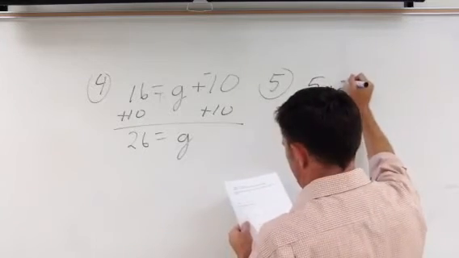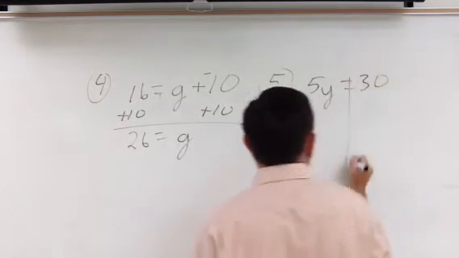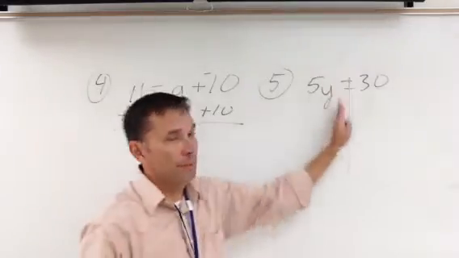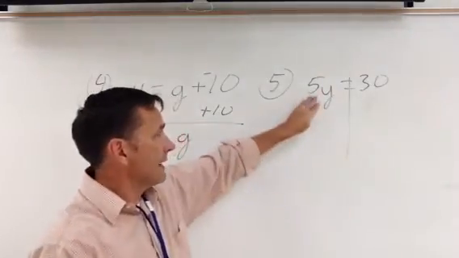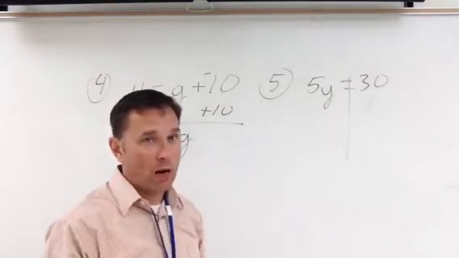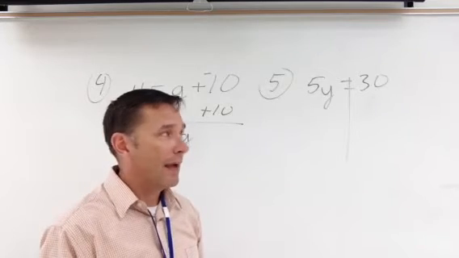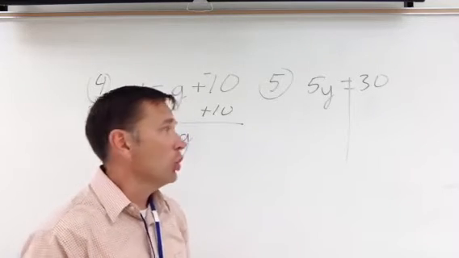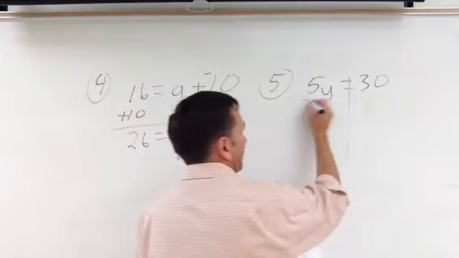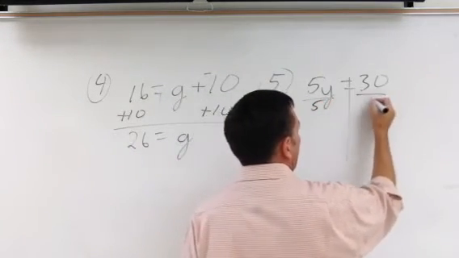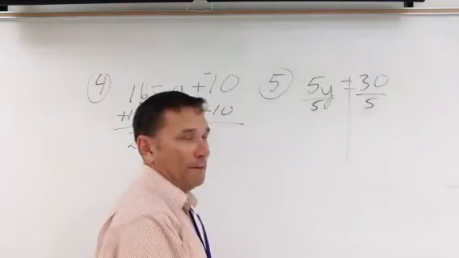Number 5, we have 5y equals 30. There's my line down the middle of the equal sign. This time, what is the 5 doing to the y? It's multiplying. How do we undo multiplication? We divide by that. Divide by 5 here, and divide by 5 on the right.